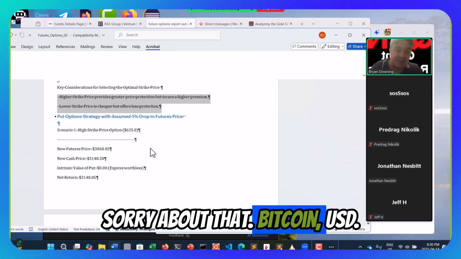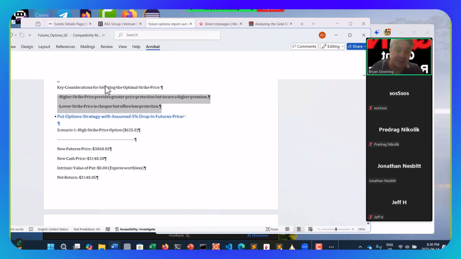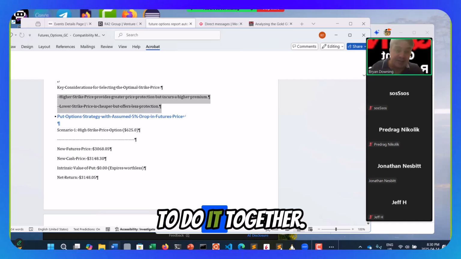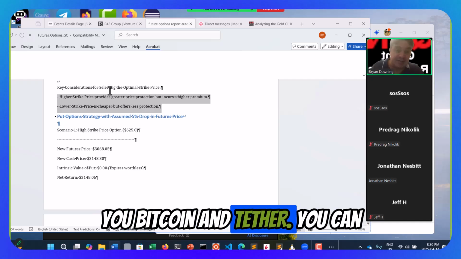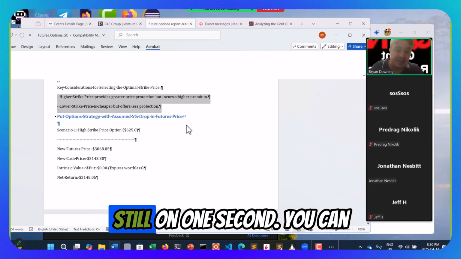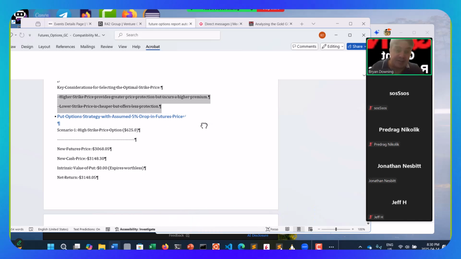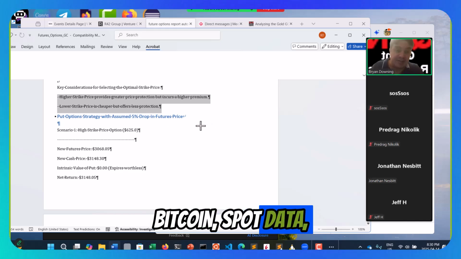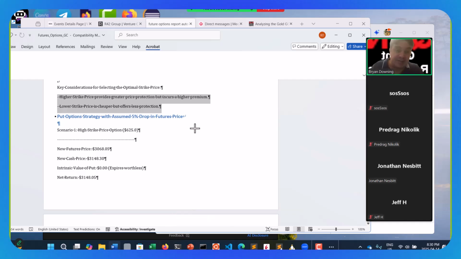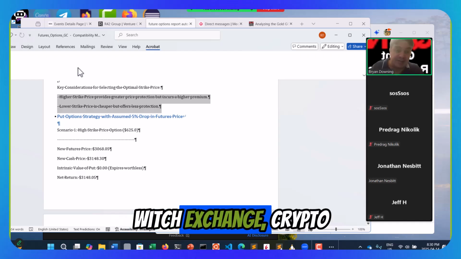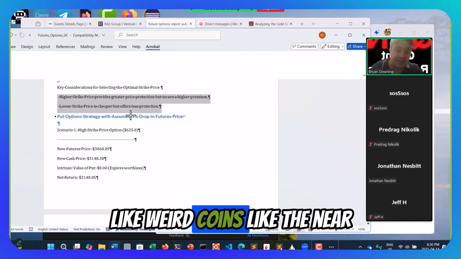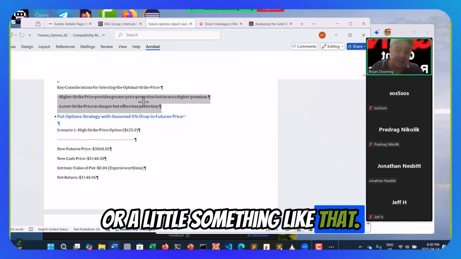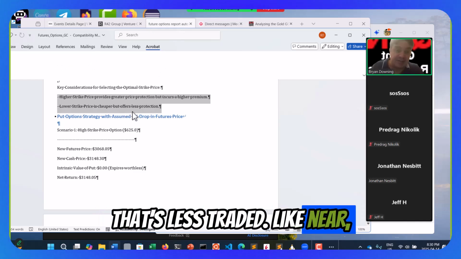So if I was to show you Bitcoin, sorry about that. Bitcoin USD. No, I'd have to do Tether. Let me see. Yeah, so I can show you Bitcoin and Tether. On 1 second, you can still get Bitcoin spot data at 1 second. That's pretty impressive. And then you can go through which crypto exchange to see where the volume's at. You can look at weird coins like NEAR or something like that. That's less traded.